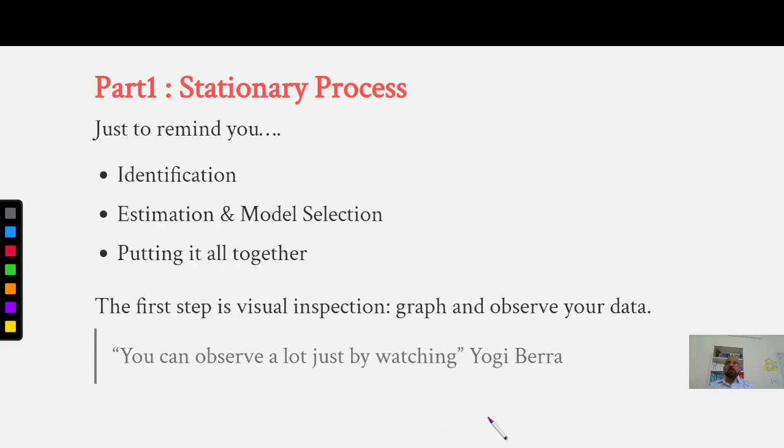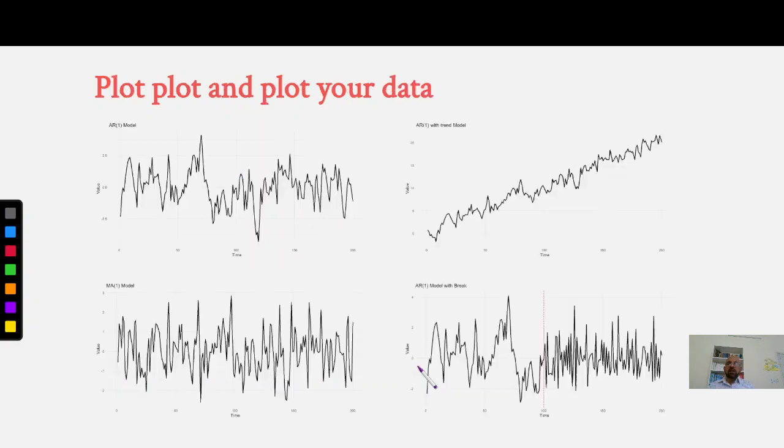Okay. So we discuss in this video the stationary process, identification, and estimation, and the best way is always to plot your series. All these codes, everything, will be provided to you in this video link. I'll use simulated data, and all these codes are given in the link.